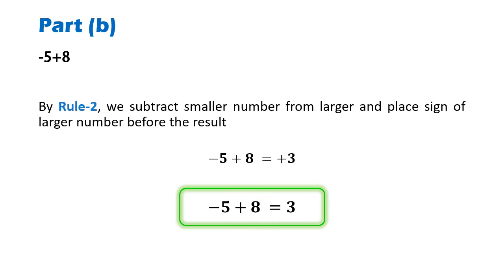Part B. -5 + 8. By rule 2, we subtract smaller number from larger and place sign of larger number before the result. So -5 + 8 equals 3.